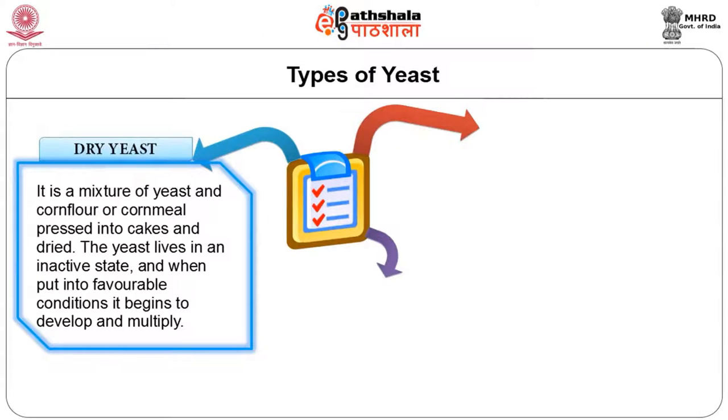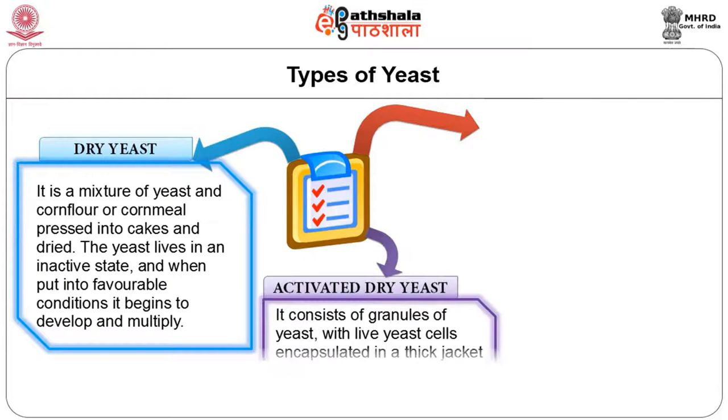It is a mixture of yeast and corn flour or cornmeal pressed into cakes and dried. The yeast lives in an inactive state, and when put into favorable conditions, it begins to develop and multiply. It should be soaked in lukewarm water and mixed with very soft dough for a preliminary period of development before the addition of the rest of the ingredients.